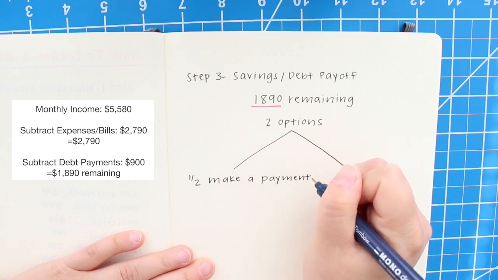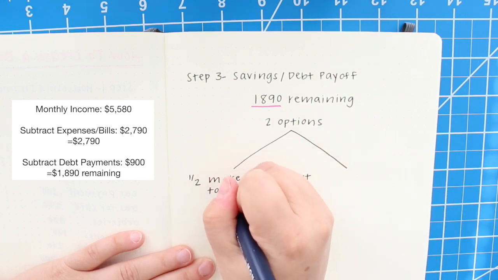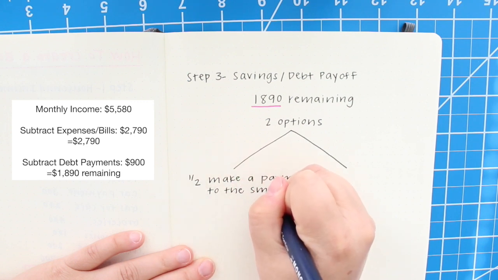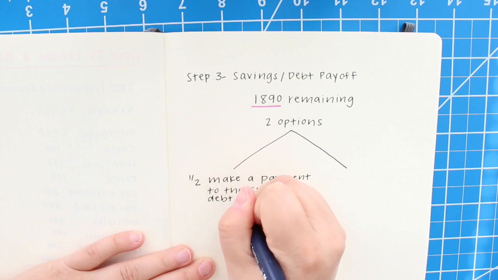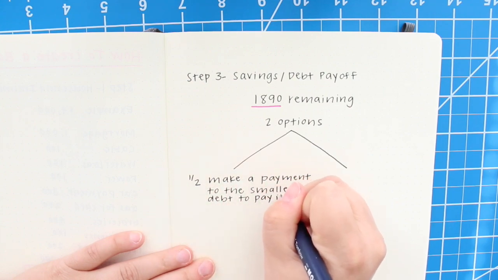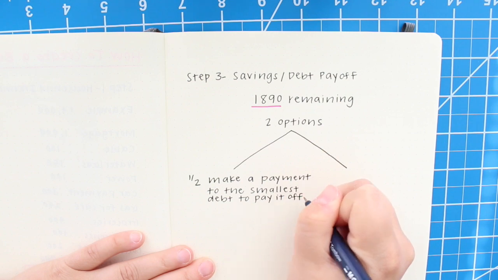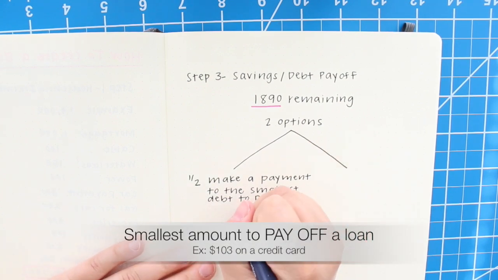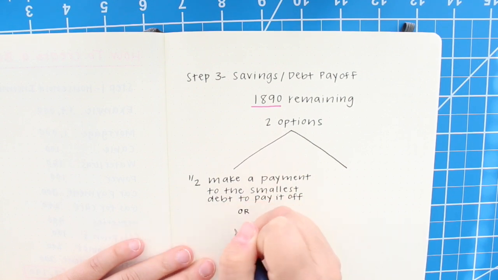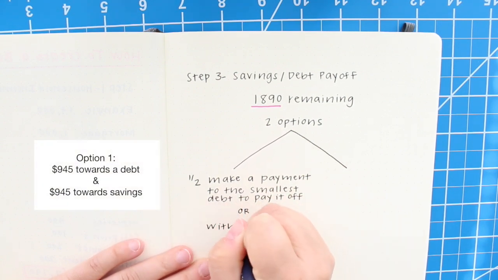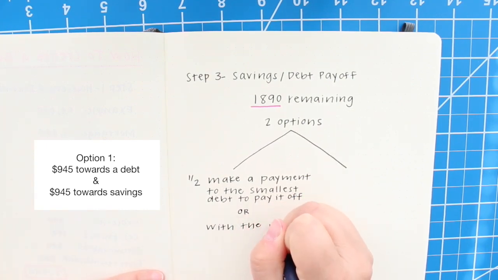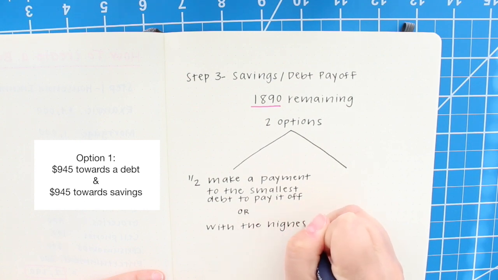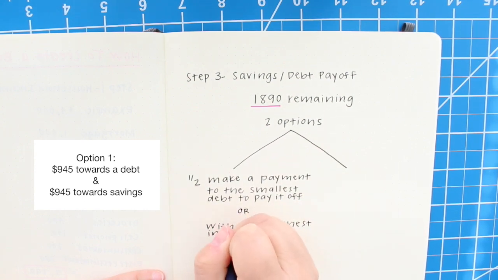Number 1 is you're going to take your remaining amount that you have left over after you've written down your monthly income and subtracted all of your bills. You're going to split it in half. You're going to take half of that money and you're going to make a payment. So your payment can either go to the smallest debt amount that you have, or it can go to an extra payment on your debt with the highest interest rate. Of course, this is going to be very specific to the bills and the debt that you have.